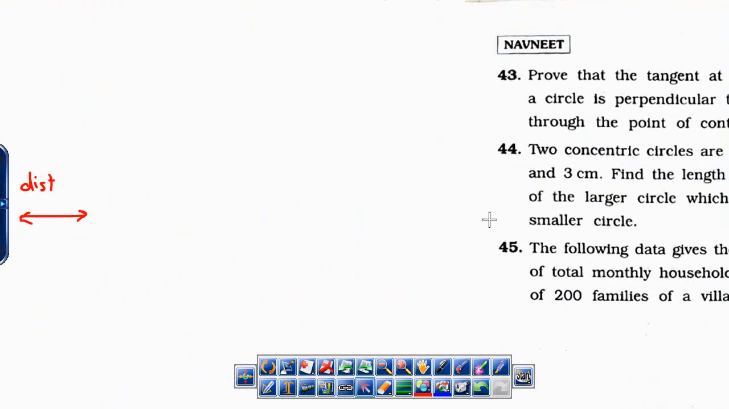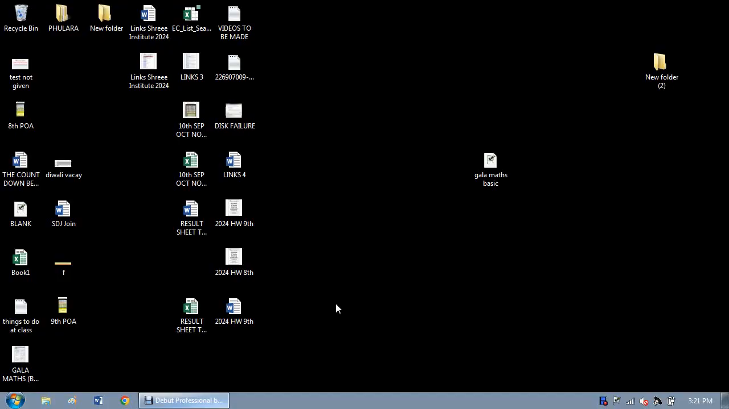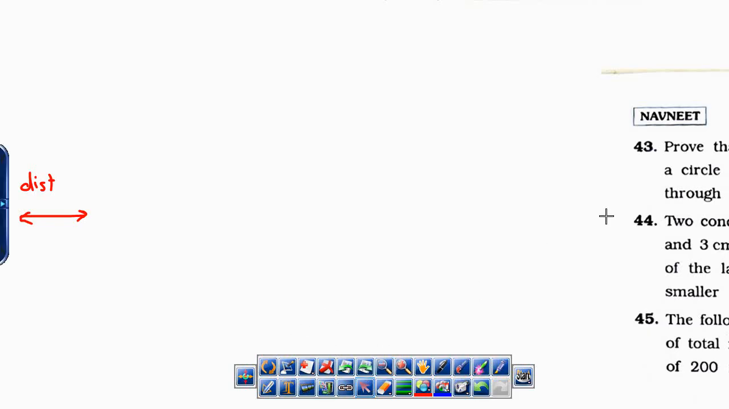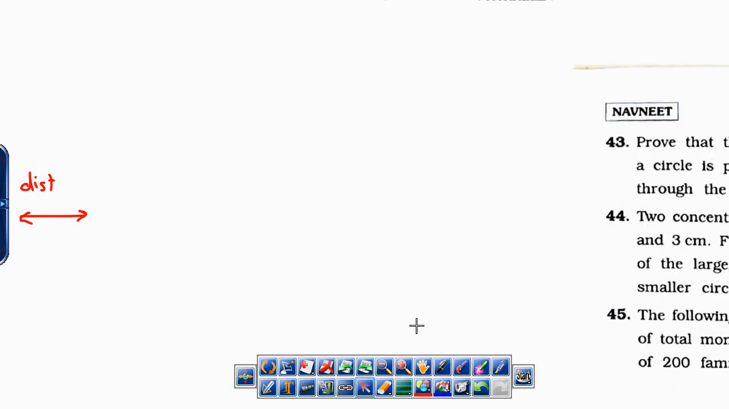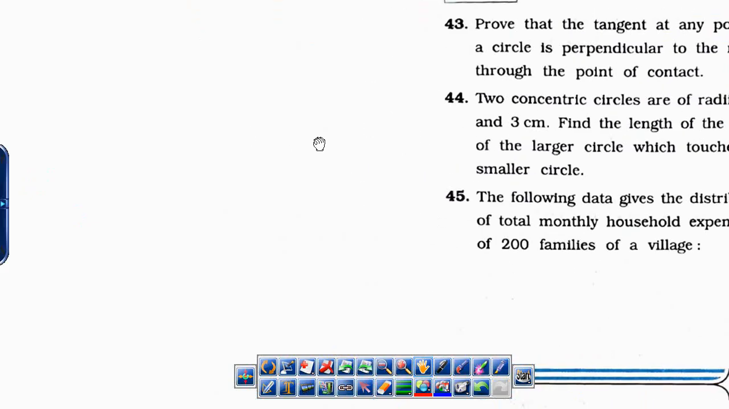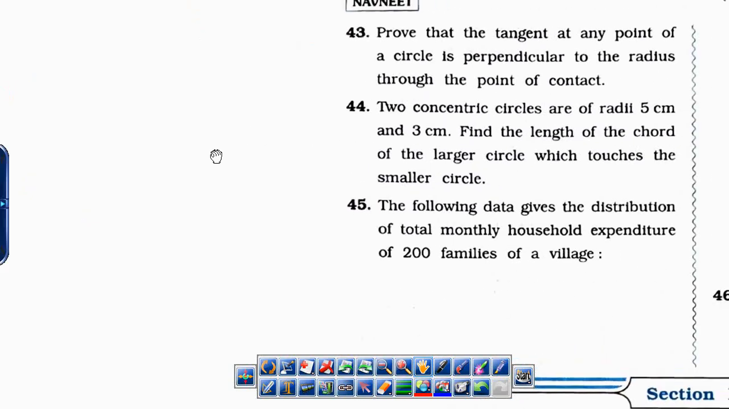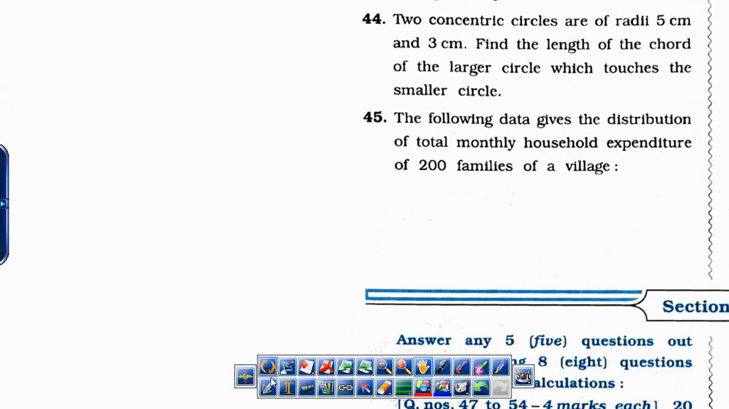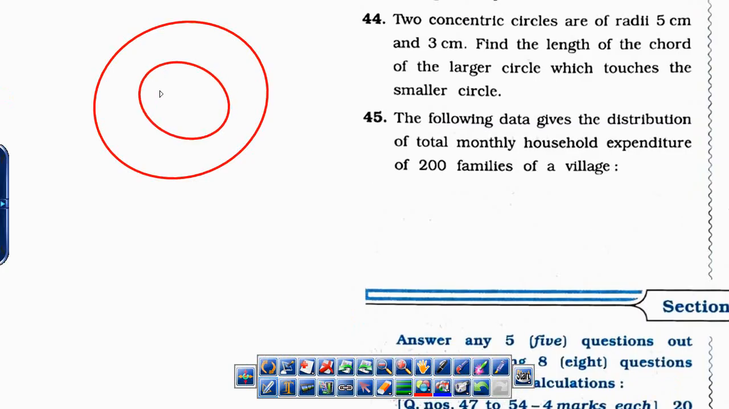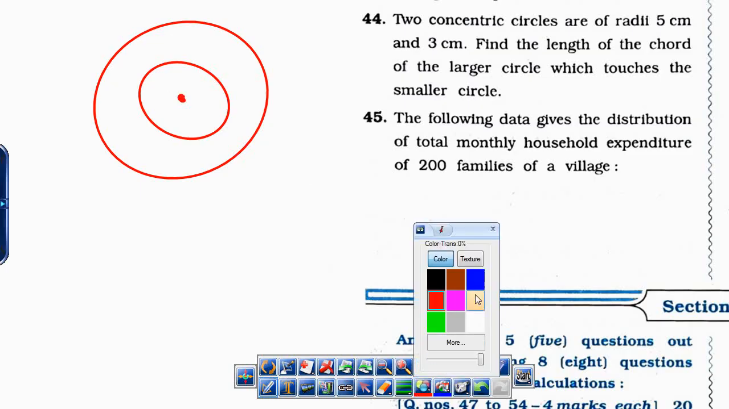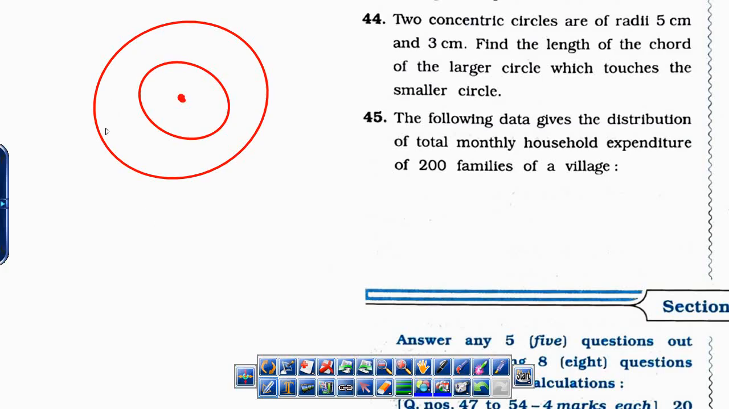44th sum. Two concentric circles. Concentric circle means circles which are one inside the other, with the same center. Two concentric circles are of radius 5 and 3. Find the length of the chord of the larger circle which touches the smaller circle. This is the chord of the large circle. It touches the small circle.